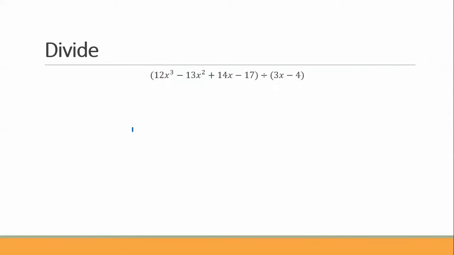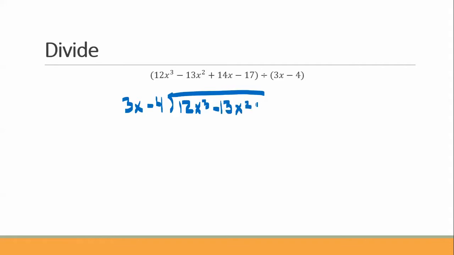So let's practice some more polynomial long division. Again, this goes x cubed, x squared, x, and then no x's, so we're in the right order. So we don't have to do anything there. So then we have 3x minus 4 divided into 12x cubed minus 13x squared plus 14x minus 17. How many times does 3x go into 12x cubed? It goes in there 4x squared times.